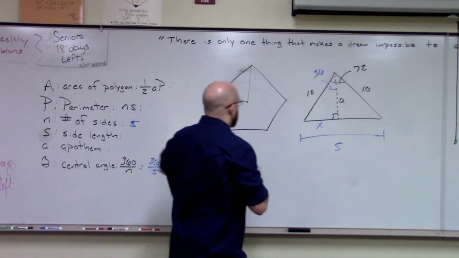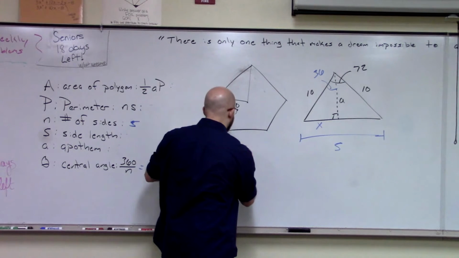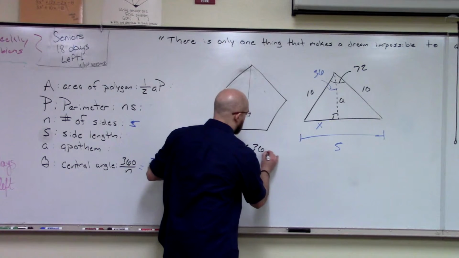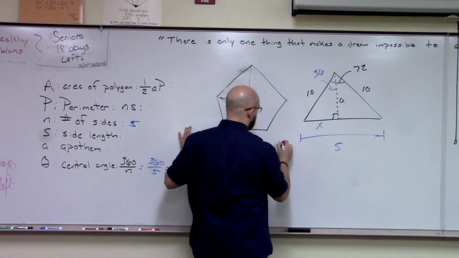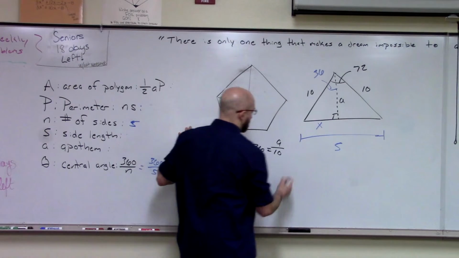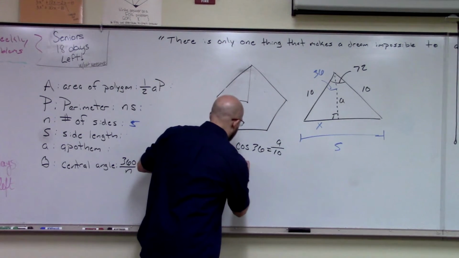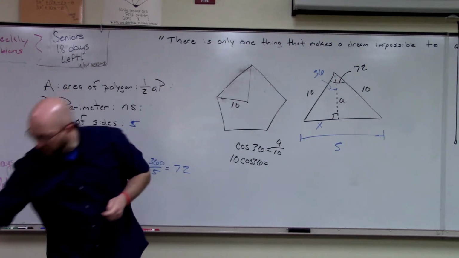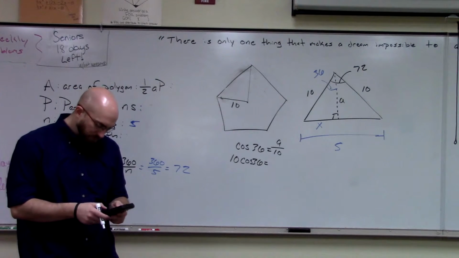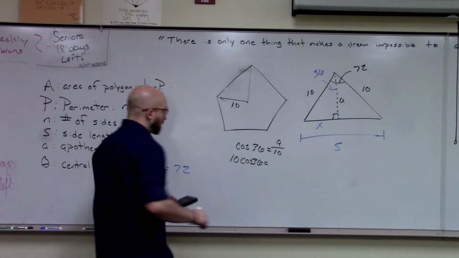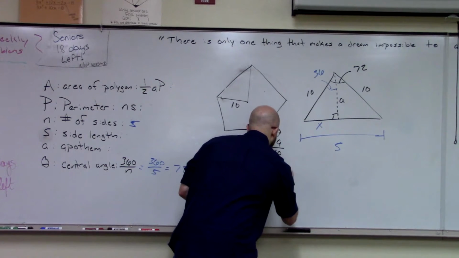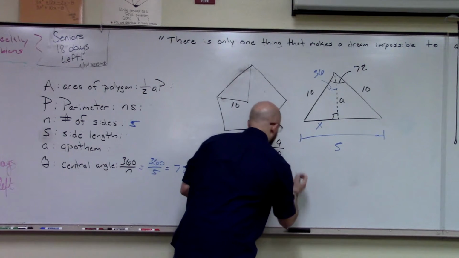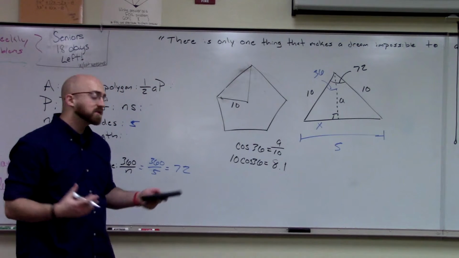So let's find A first. We're going to say cosine of 36 equals A over 10. Multiply by 10. We get 10 times cosine of 36. We're going to get 8.1, because it's 8.09 to 8.1.